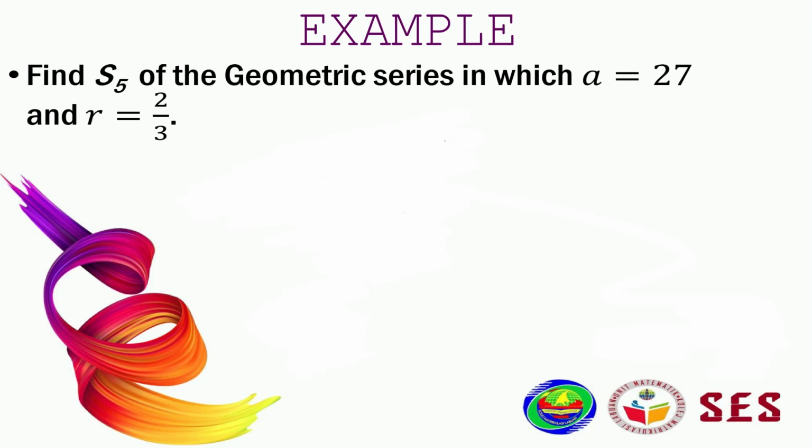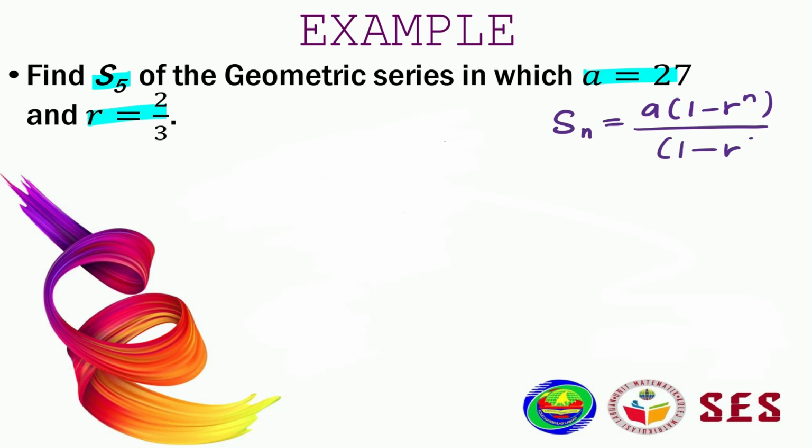So we look at the first example. Find S5 of the geometric series in which a is equal to 27 and r is equal to 2 over 3. Because r is less than 1, we can use the formula Sn is equal to a multiplied by 1 minus r to the power of n over 1 minus r. We just substitute the values of a and r into our formula.